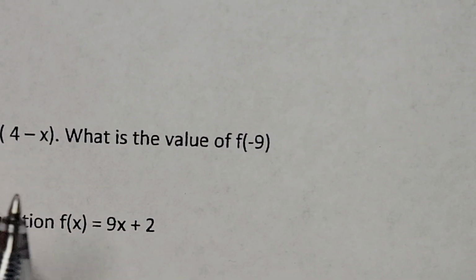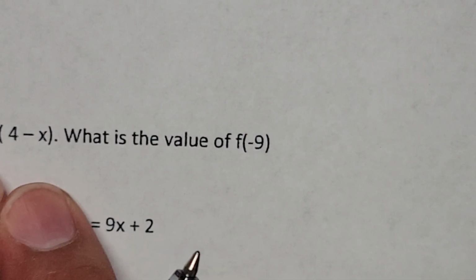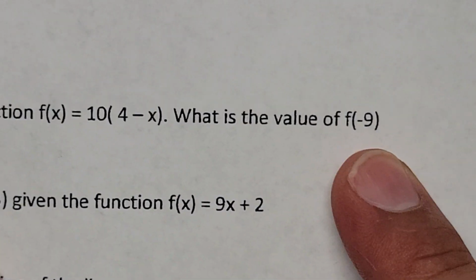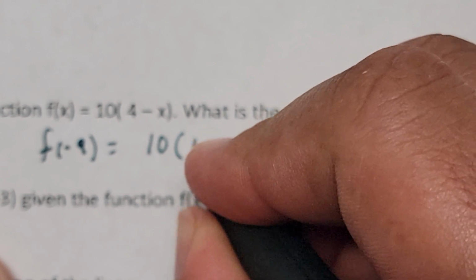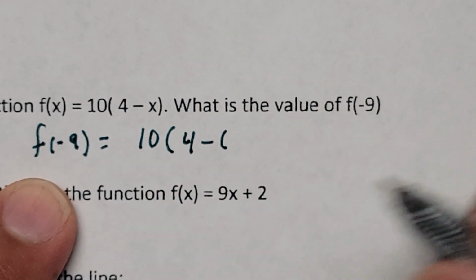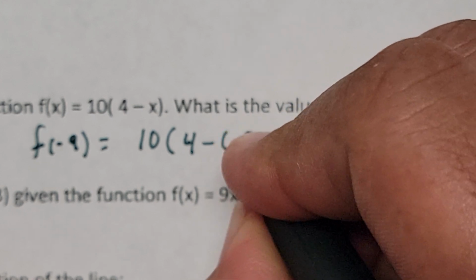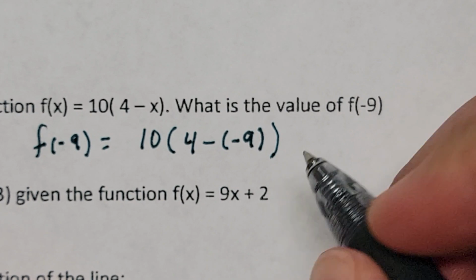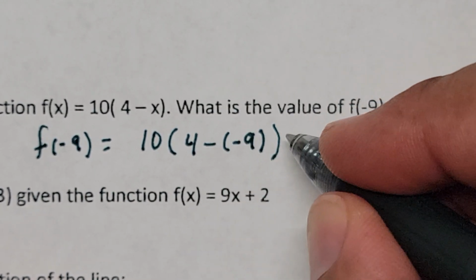All right. So here, we have given the function f of x equals 10 parentheses 4 minus x parentheses. Now we have f of 9. So they change it, f of negative 9. All we're going to do is put this 10 parentheses 4 minus, and then parentheses, you're going to put the parentheses number. Negative 9. So es una menos, es una negativo. It's a minus, that's a negative. All right. And you're just going to plug it in the calculator.